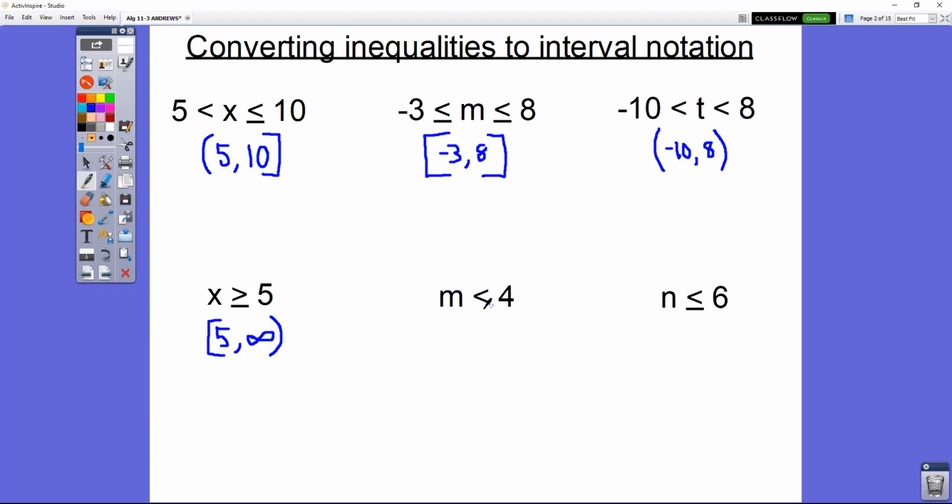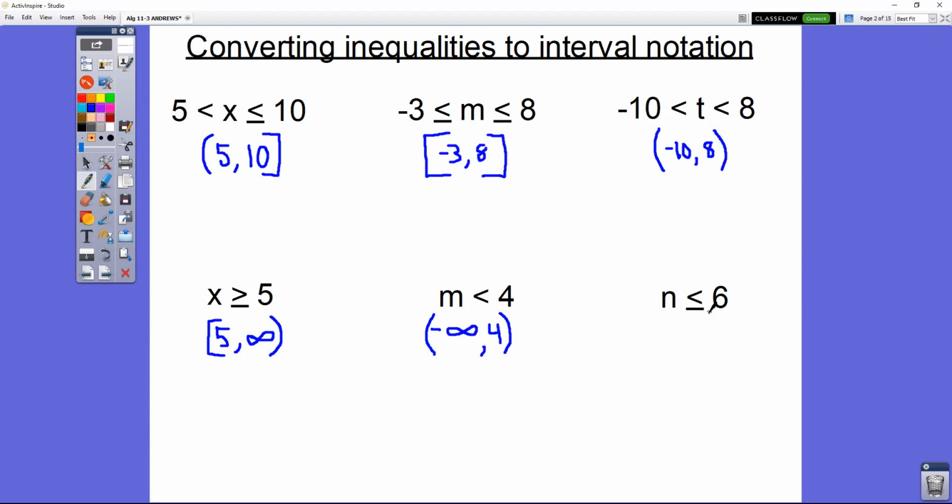m is less than 4. So we want all the numbers that are less than 4. Does it include 4? No, it doesn't. So it's going to be a round parenthesis at 4. We want all the numbers that are less than it, so we want to go all the way. We're not going to put infinity this time. We're going to put negative infinity, because it would start going 3, 2, 1, 0, -1, -2, -3, -4, and so on and so forth, all the way to negative infinity.